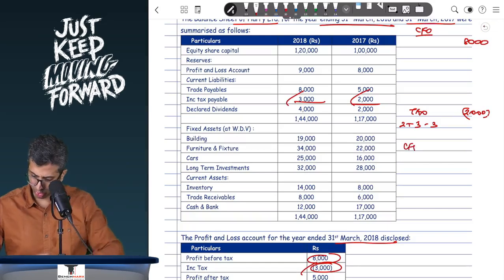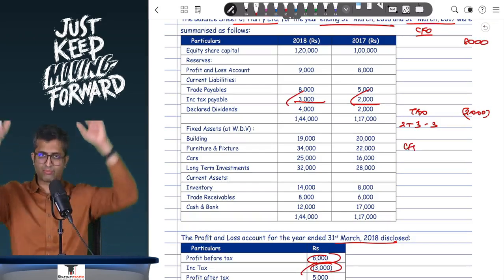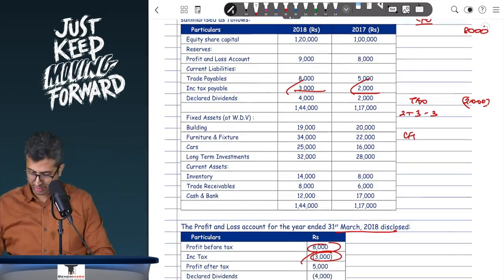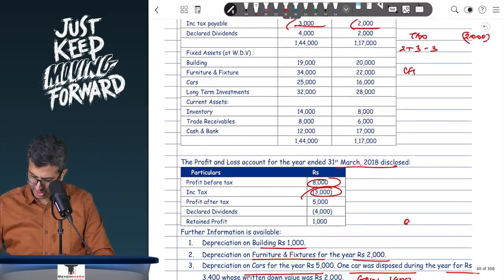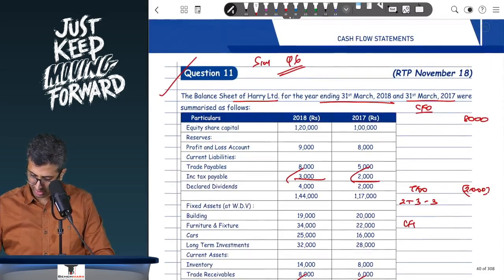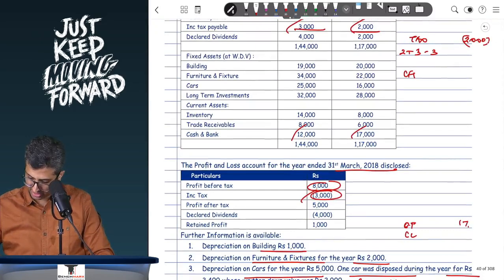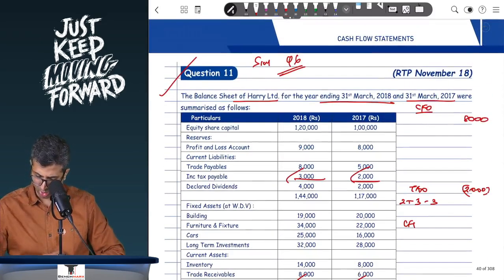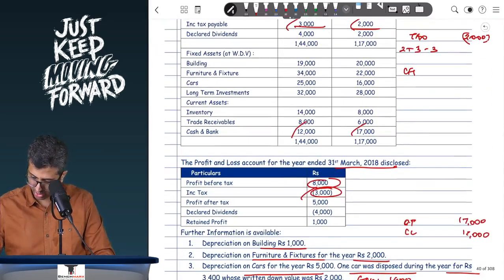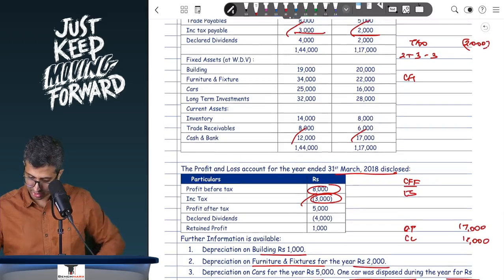Now you will also look at your CFI etc. तो ये आपका start हुआ. So step 1 is prepare the format. In the format last में you will obviously write the opening and closing cash and cash equivalents. This is 12 and 17. So opening में आपका 17 है, closing में आपका 12 है. And then you start working around. So one by one, share capital 1 lakh say 1,20,000. So over here this is CFF, this is equity shares, and then how much is your equity shares?